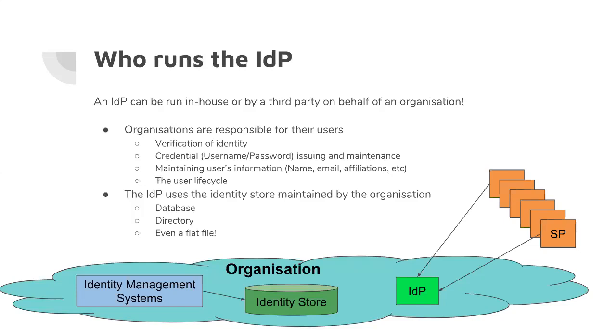Where the identity provider sits doesn't really matter. It can sit within the organisation, if the organisation has the ability and the skills and the people and the knowledge to run the identity provider, or as I said, they can outsource that to other providers. Generally, a federation operator may run a hosted IDP solution, or there are some commercial offerings out there. We'll have a look at those a bit later on in this presentation.